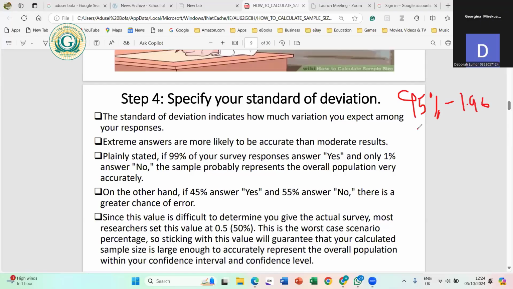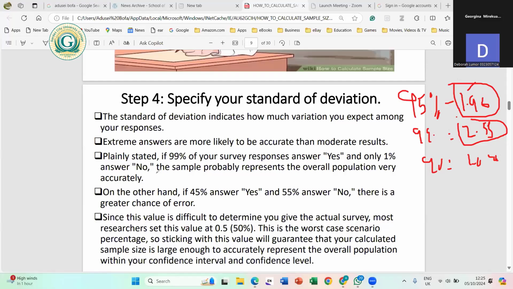And if I'm using 99%, the respective Z-score is 2.58. And if I'm using 90%, the respective Z-score is 1.64. So the moment you select your confidence level, you can move on, because these are the figures that we will use for your computation. You are not going to use the 95%, or the 99%, and so forth. It is the Z-score that you are going to use.